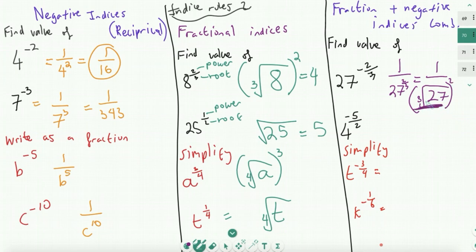So the cube root of 27: what three numbers multiplied by each other make 27? It's 3. 3 times 3 times 3 is 27. And then 3 squared makes 9. So our answer is going to be 1 over 9.